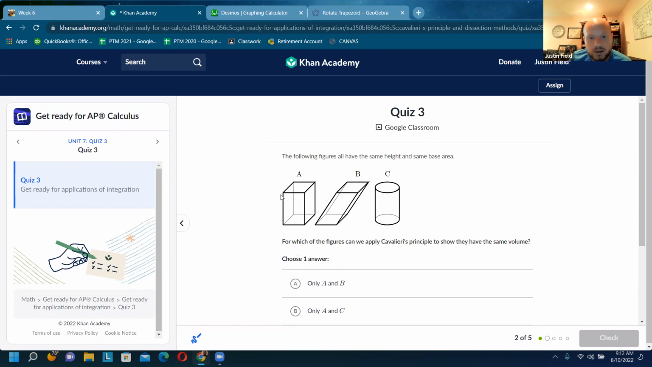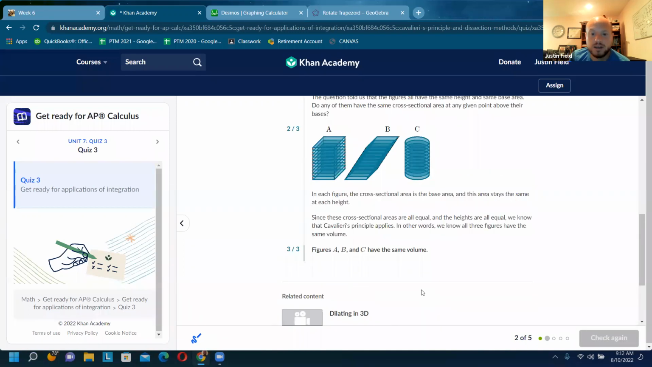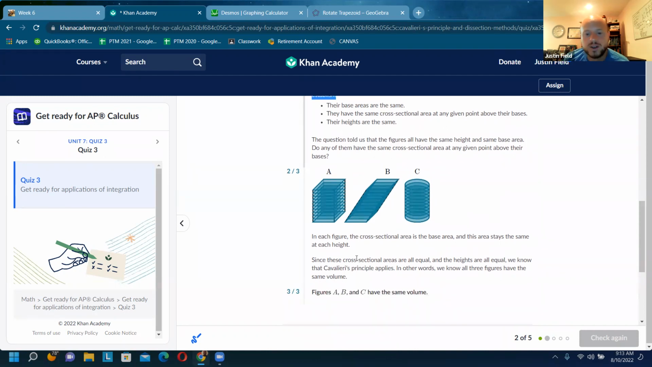If they have the same base area and height, it doesn't matter if it's slanted. Pretty profound. For which of these, A and B have the same base area and the same height. So we're going to say A and B. C has a different base area. So let's just see what they say. Oh, they all have the same. Since the cross-section areas are equal and the heights are equal, that's what I was saying.